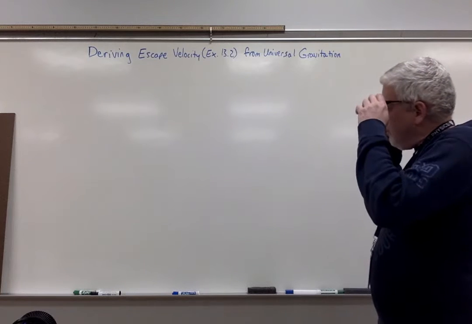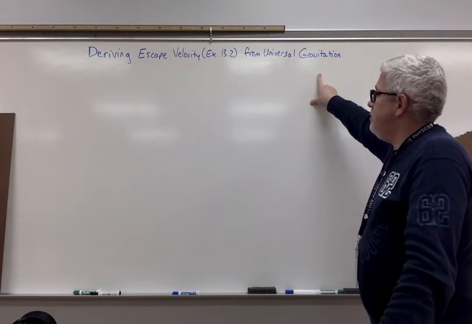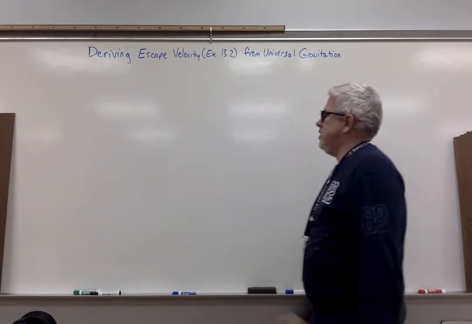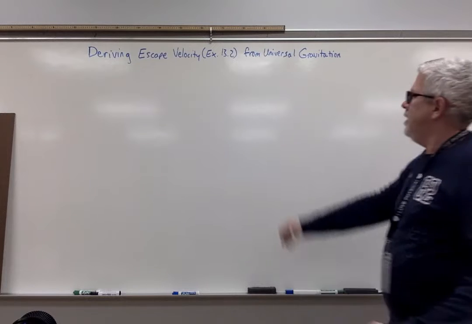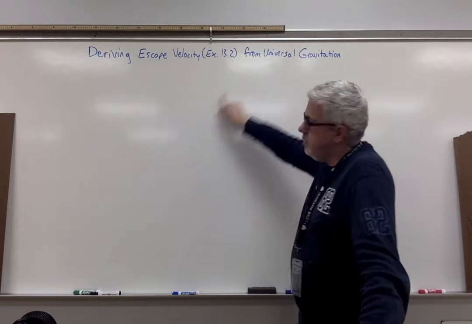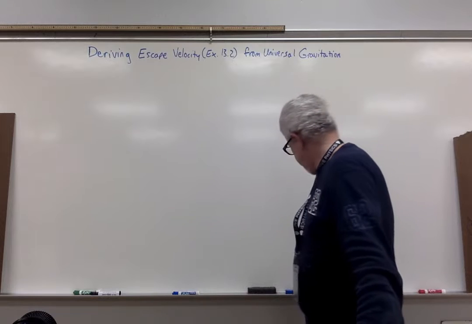Anyway, the first thing we're going to do is derive escape velocity. I had mentioned it was in section 13.2. That's incorrect. It's example 13.2 from chapter 13. And we're going to do this based on universal gravitation.